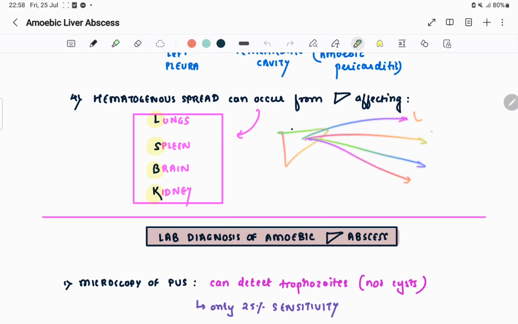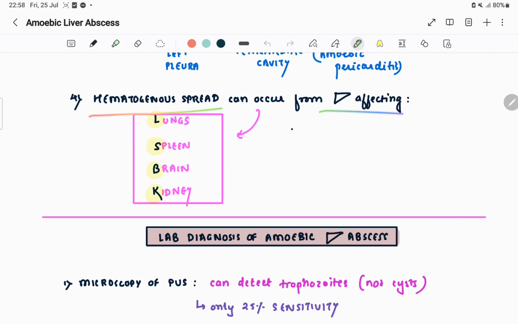Okay. Hematogenous spread from liver, that is, it can spread from liver into LBSK. What is LBSK? Lungs, spleen, brain, and kidney. Okay, so LBSK, it can spread from liver.